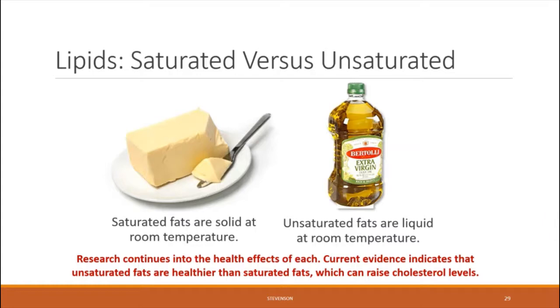And an easy way to tell the difference between saturated and unsaturated fats is based upon what state they are in at room temperature. Saturated fats tend to be solid at room temperature, so this includes things like butter or lard or coconut butter. Unsaturated fats are things like oils, like olive oil, vegetable oil, canola oil. These at room temperature will be liquid instead of solid. So that's how you can tell the difference.